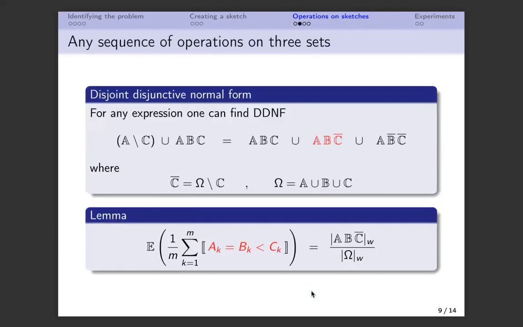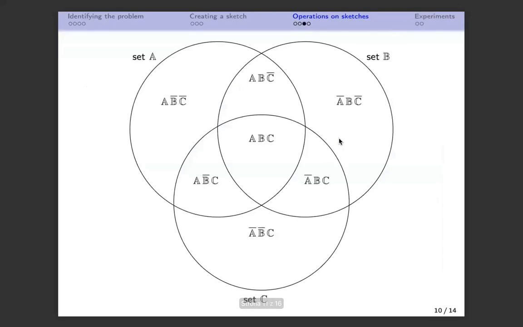To see how we can get an estimate for any sequence of operations, let's start with 3 sets. First, let us note that any sequence of operations can be presented in disjoint disjunctive normal form, that is, as a sum of intersections of sets or their complements. Namely, whatever operations on sets we do, the result is always built of a sum of 7 possible intersections.